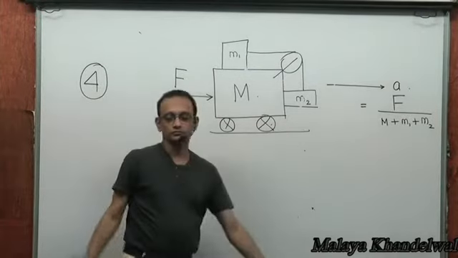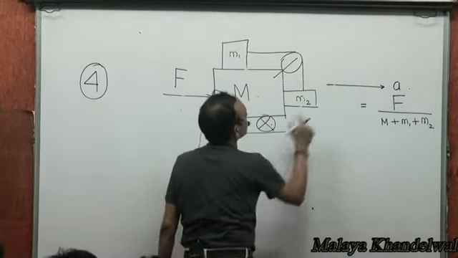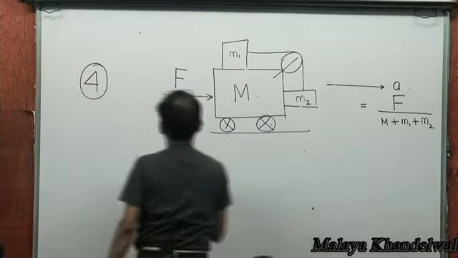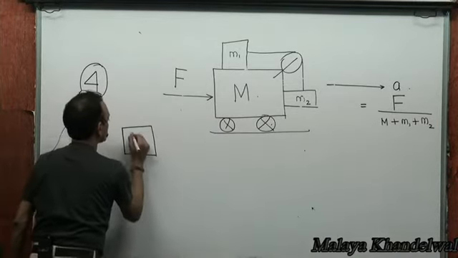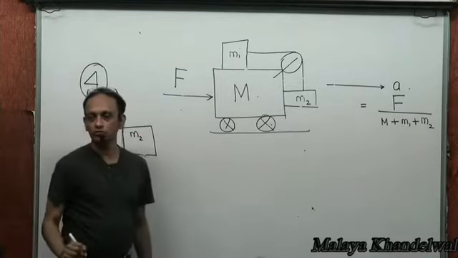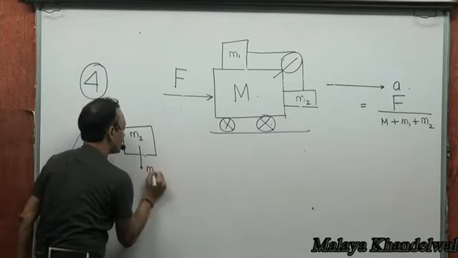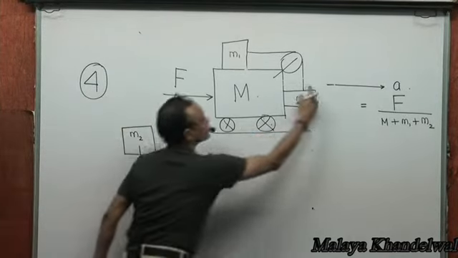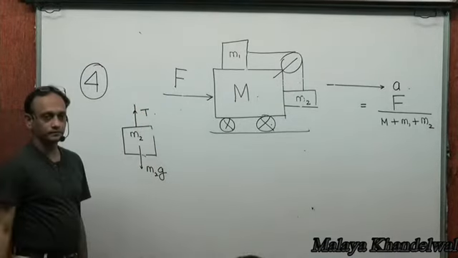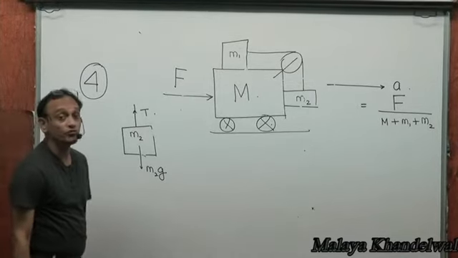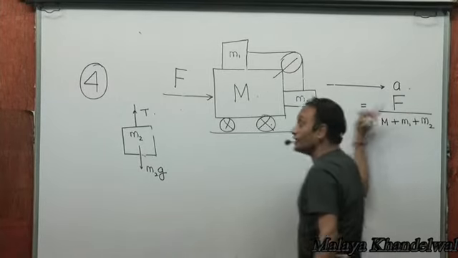Now, if I have to look at the free body diagram of M2 alone, what would be the free body diagram of M2 alone? Tell me, what are the forces acting on M2? M2G downwards. And there is going to be tension upwards. Is there any other force? Yes, there is. Capital M will exert on M2 a normal reaction N to the right.